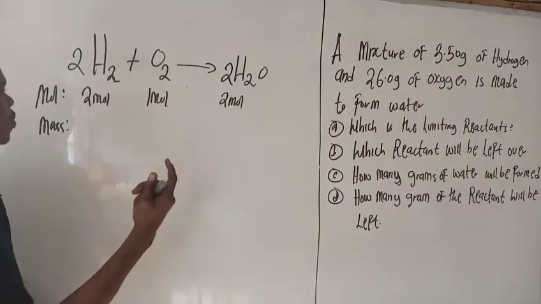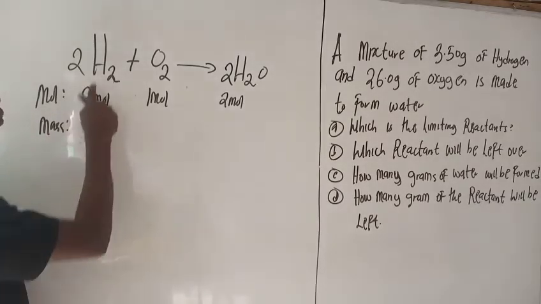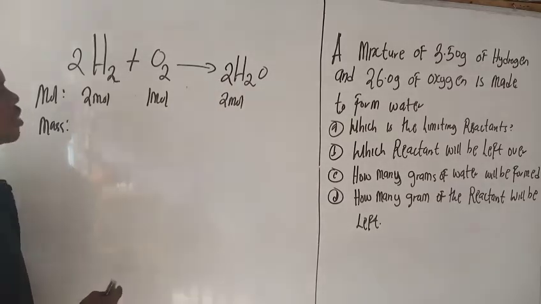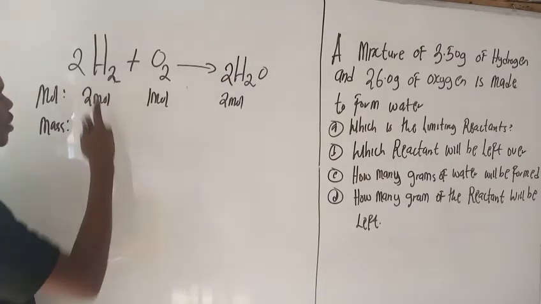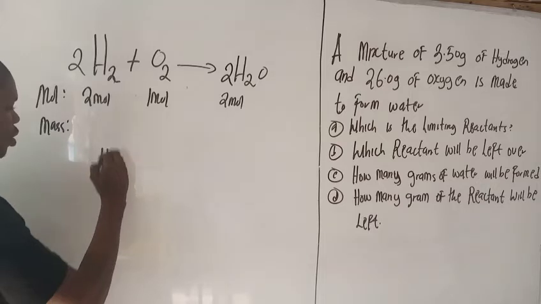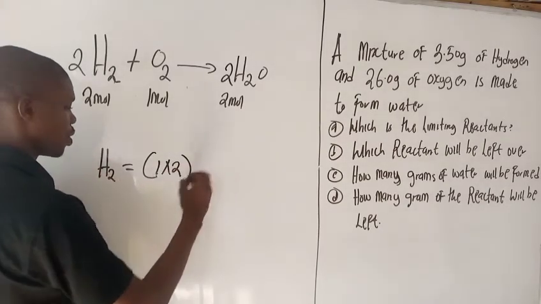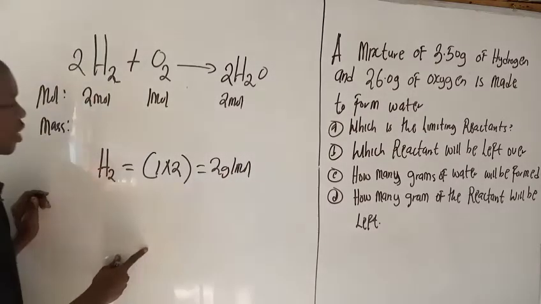So the next thing to do is to get the balanced mass. How do you get the balanced mass? You get it from the molar mass of each of the compounds here. Remember, the atomic mass of hydrogen is 1, so we have H2 equals 1 times 2 equals 2 gram per mole.